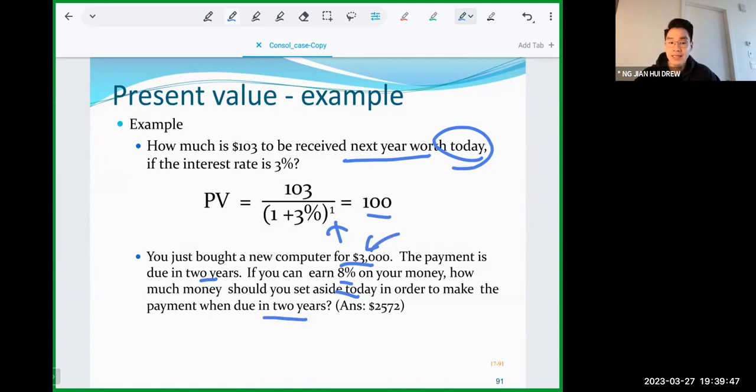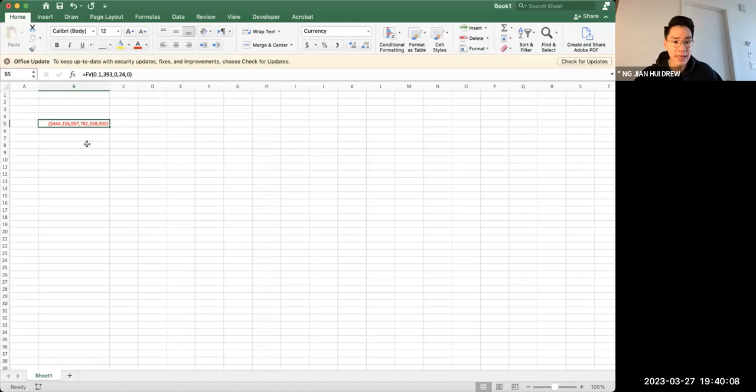In 2 years' time, because this payment is only due in 2 years, should you put it as a positive or negative? Negative. Very good. Yeah, because money is going out of your pocket, right? You're going to pay in 2 years. So I'm just going to jump back to the Excel. You'll see me jumping here and there for the first few examples so that we can understand more on how we do it.